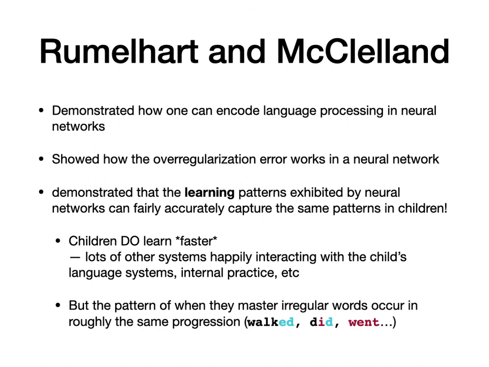Maybe not perfectly, but so children do learn a lot faster than these models, right? It doesn't take them 10,000 times to start to understand these words, but they have lots of other systems going on, right? They have internal practice, all this kind of cool stuff. But the pattern of when they master irregular words occurs pretty roughly in the same progression, right? Remember, we have more of the letters are replaced in went than in did than in walked. So that's all neat, huh?